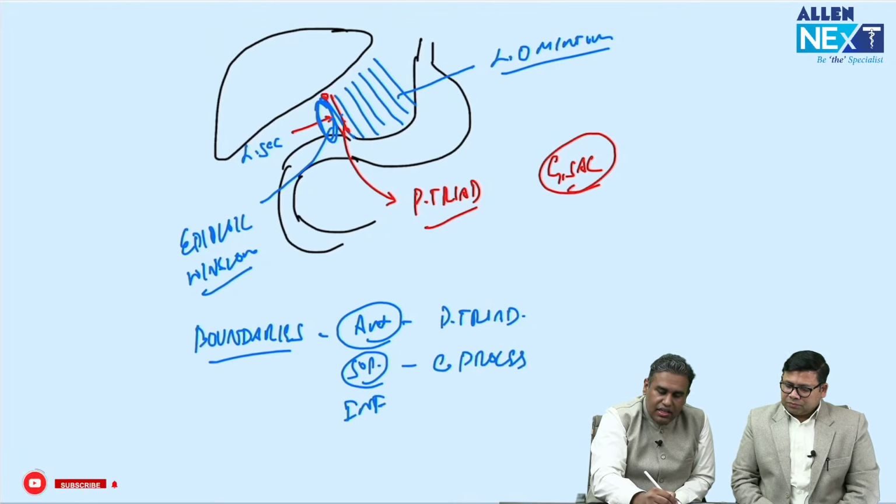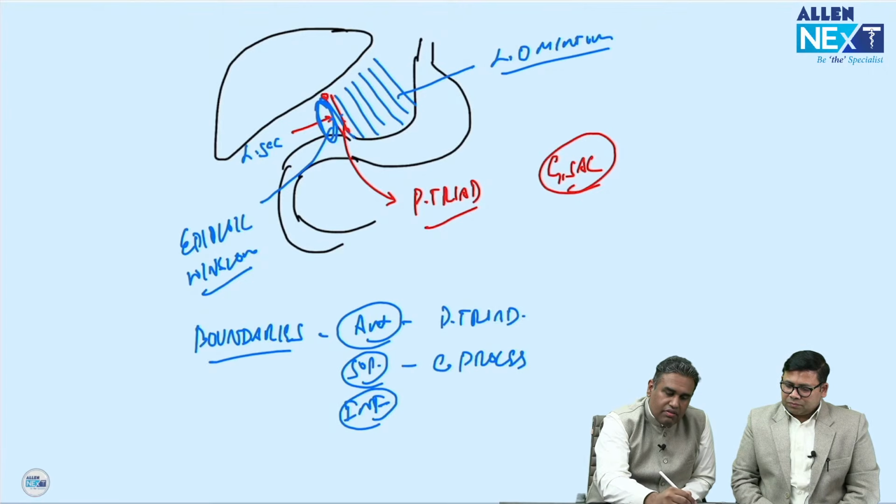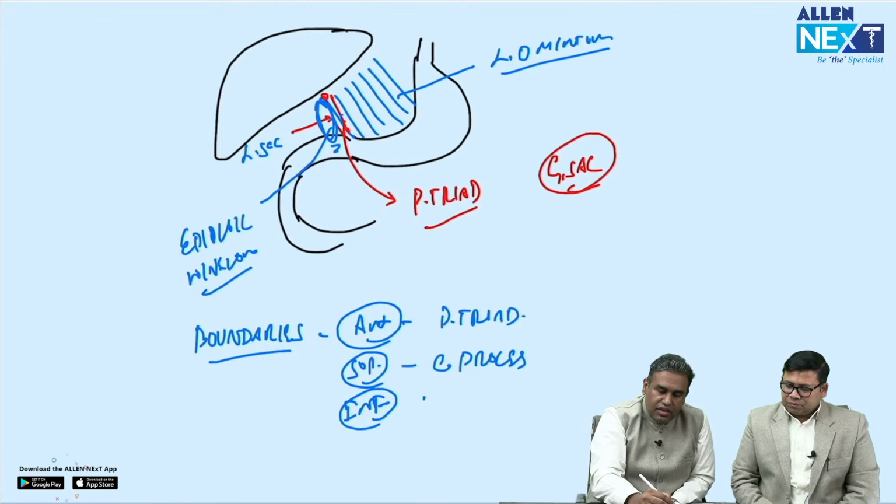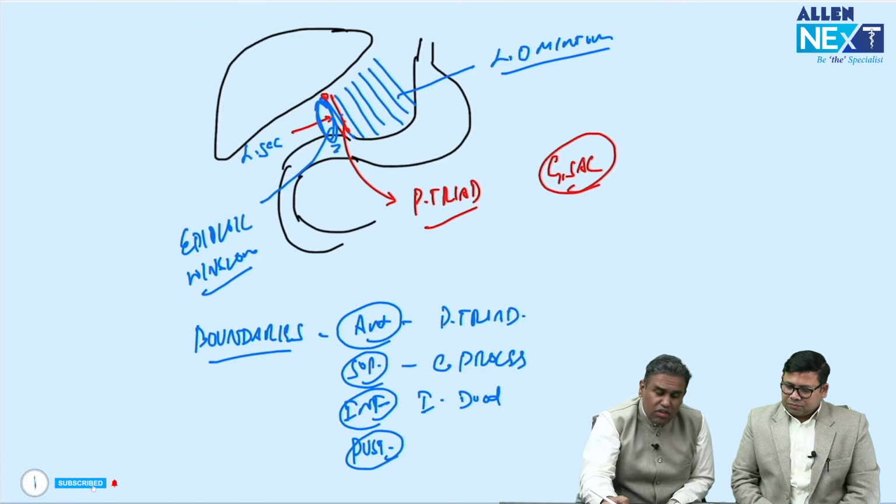What lies inferiorly is the first part of duodenum, because it is from here we have the starting of the first part of duodenum. So inferiorly lies the first part of duodenum. Now the question there was a bleeding from posterior. So what will lie posterior? Think about it. What is lying behind it?